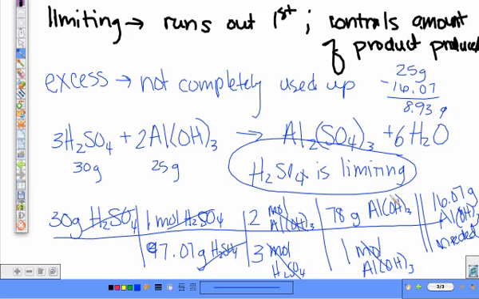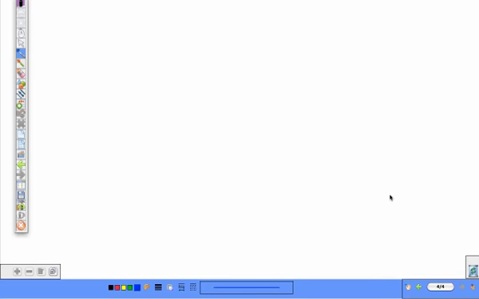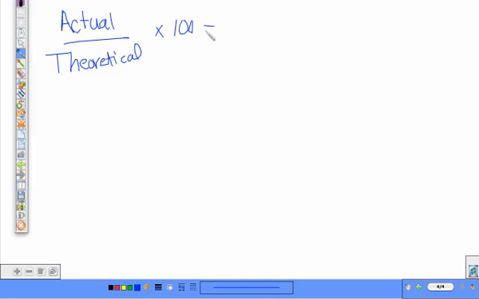So now, going on to the percent yield problem, we'll still use this equation in this problem, I think. That way we don't have to recalculate stuff. But what is our limiting? It was 30 grams of H2SO4. What is the equation for the percent yield? Times 100. Yep, to get a percent yield.